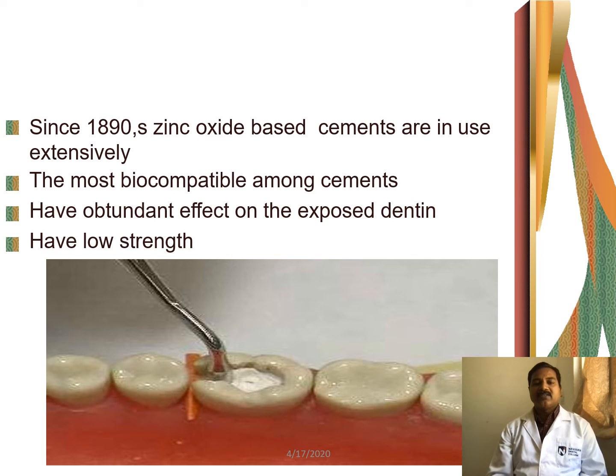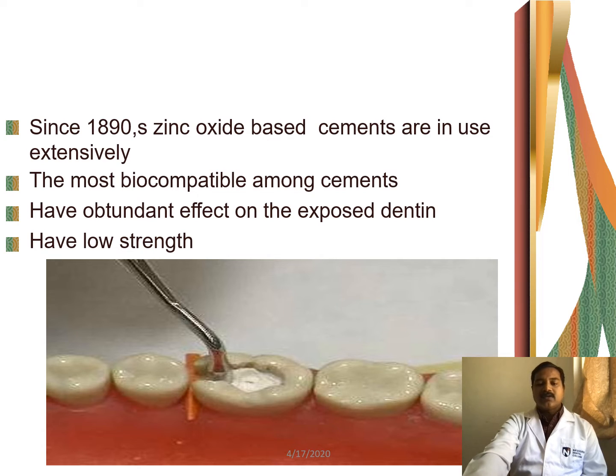One of the main disadvantages, and the reason this cement has not been used as a restorative material, is its low strength. Though it has good biological properties, because of low strength it cannot be used as a permanent restorative cement. So it is used only as a liner, as a pulp capping agent, and as a low strength base.